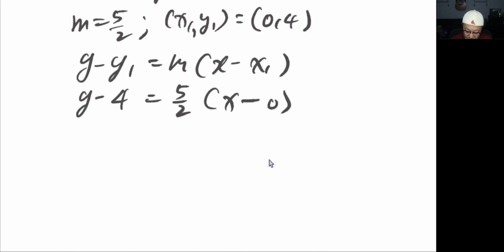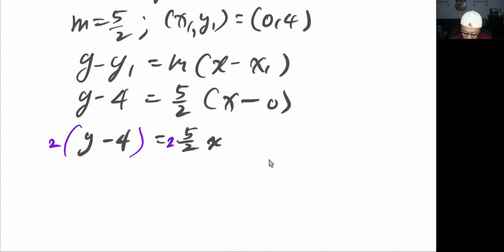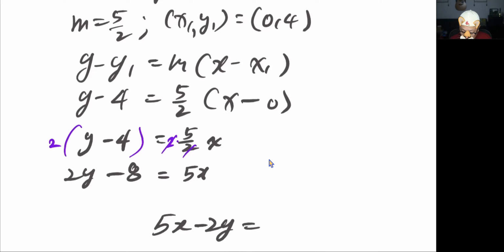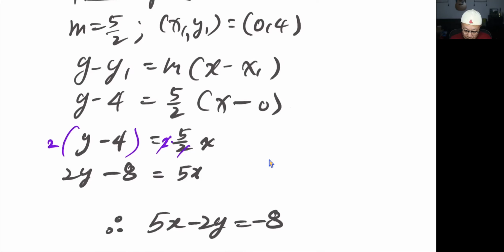Let's zoom that in just a tiny bit. So on the right hand side is 5 over 2 x, and on the left y minus 4, and we don't like to have a fraction, so we need to get rid of the denominator, which is 2 here. So I multiply by 2 on both sides, and the 2 on the right hand side cancels, so we end up with 5x, and then that's 2y minus 8. And I generally prefer to have x's as positive, so that would be 5x minus 2y equal to negative 8, therefore. Okie dokie.